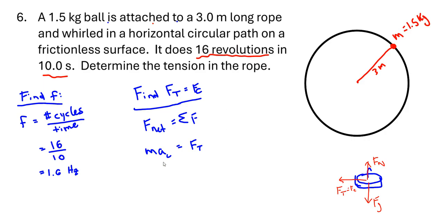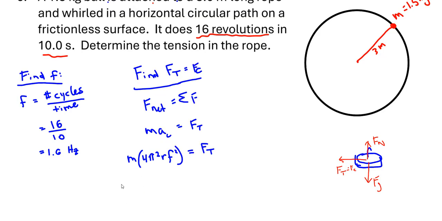Okay, now for centripetal acceleration, we're going to choose the version of the formula that has frequency in it. Really easy to make a mistake and forget to square one of the pieces, so be cautious when you do this. 4 pi squared times the radius times the frequency squared. That's going to equal our force of tension. Okay, let's plug some stuff in and see where we go from here.